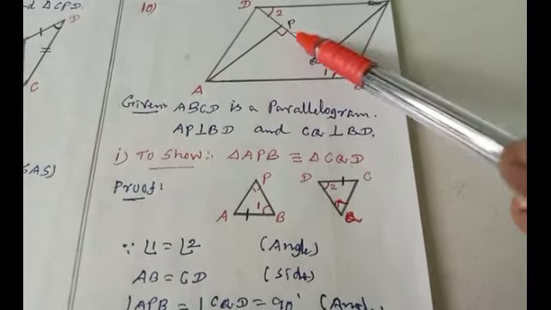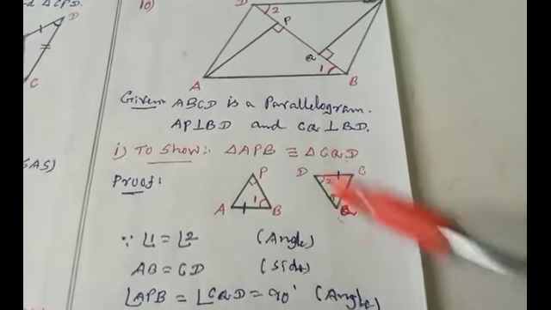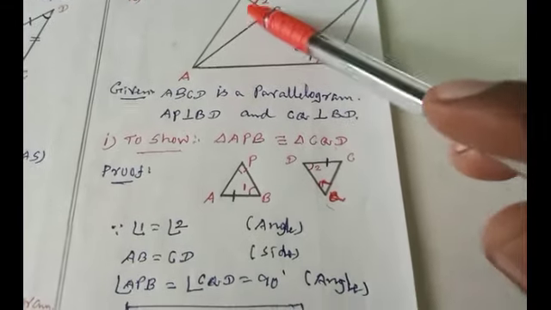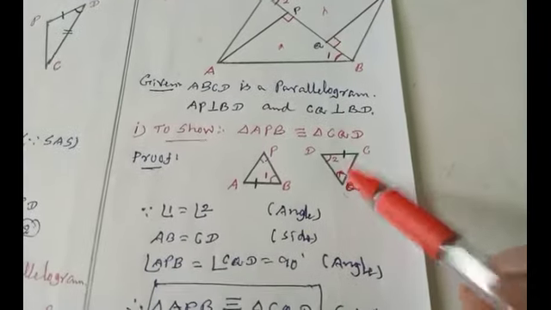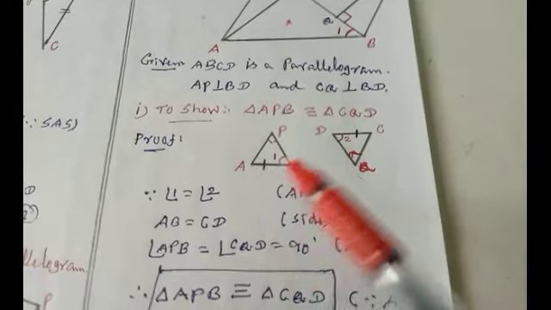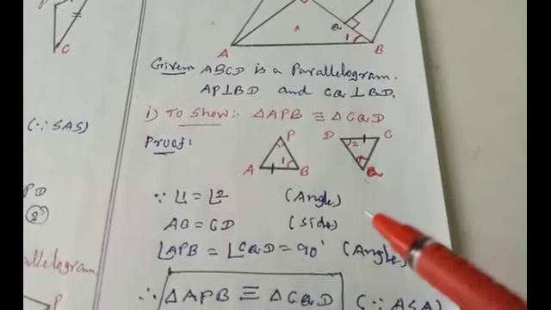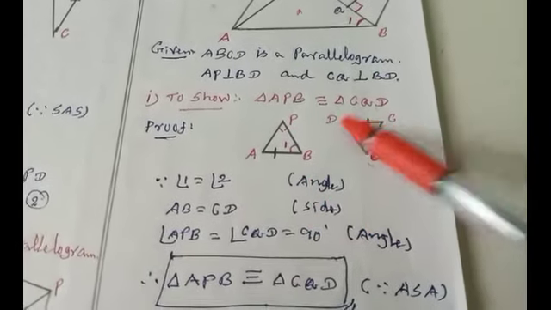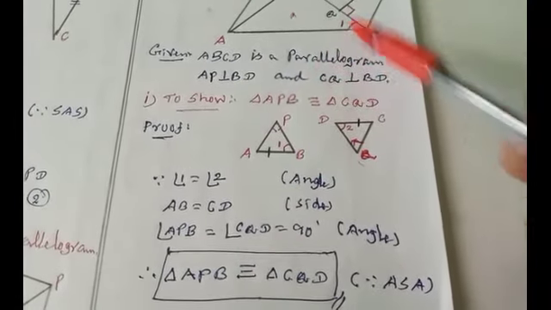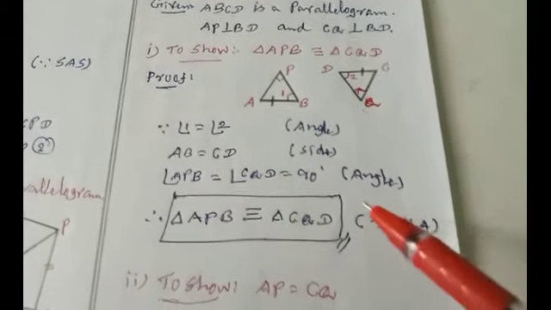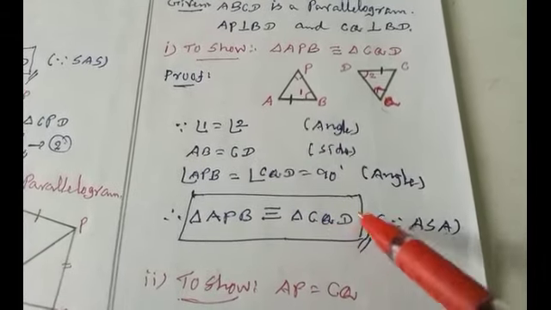Triangle APB, and similarly triangle CQD, C is here, Q and D. So in these two triangles we have to prove they are congruent. Since angle 1 is equal to angle 2, the two angles are equal. Side AB is equal to side CD and one of the angles is 90 degrees. Angle P is 90 degrees, angle Q is 90 degrees. So by the angle side angle criterion we can say triangle APB is congruent to triangle CQD.